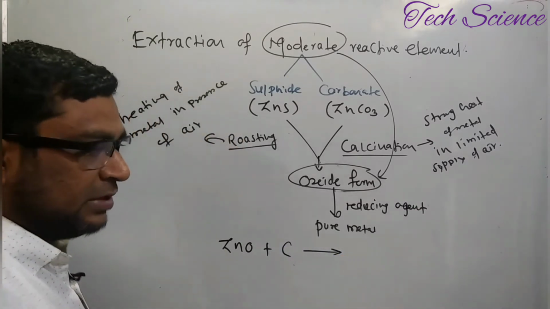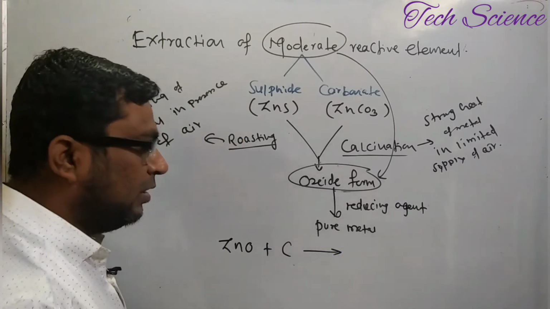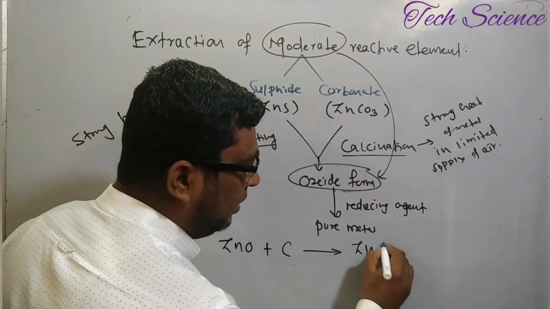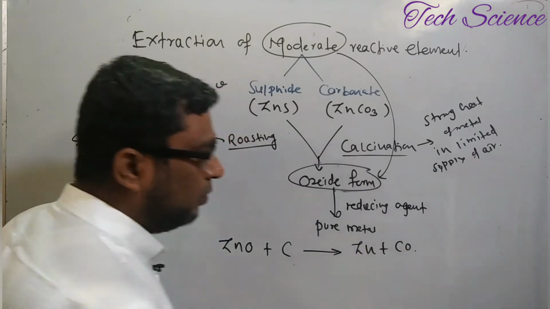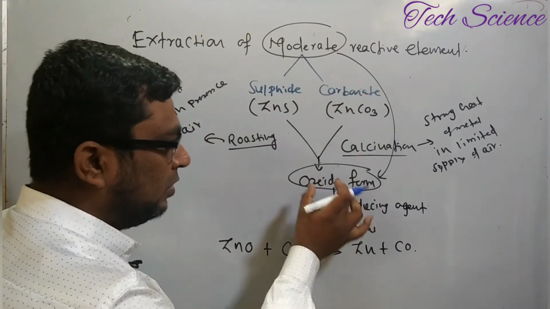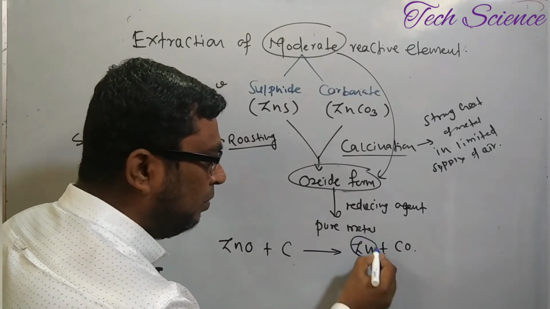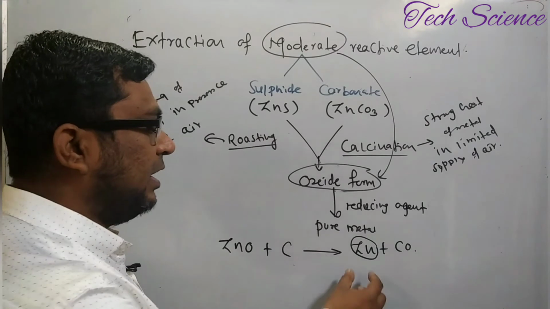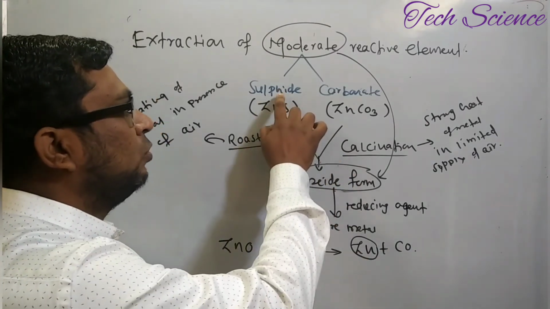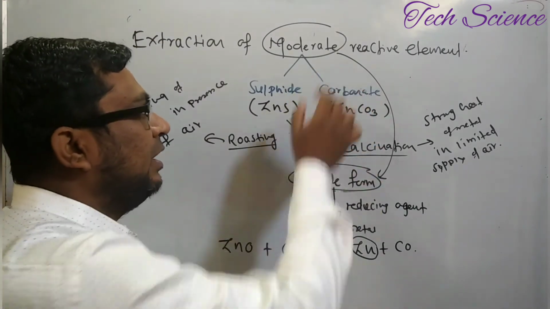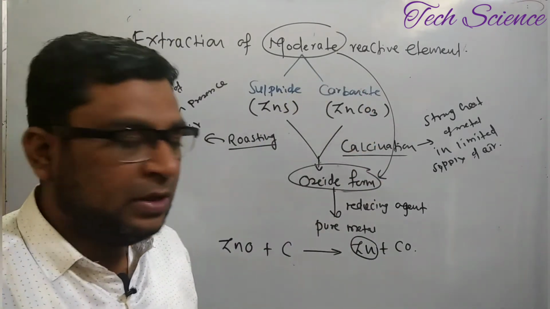When zinc oxide reacts with the carbon, a displacement reaction occurs, and here the zinc gets separated along with the formation of carbon monoxide. So from the sulfide or the carbonate ore, first you get the oxide form and finally you get the pure zinc. Within these two steps you can extract the metal from its ore, either in carbonate or sulfide form, which is an example of a moderately reactive element.